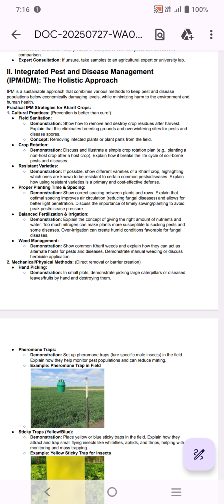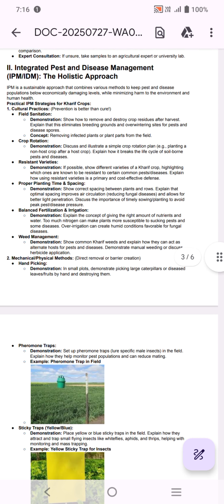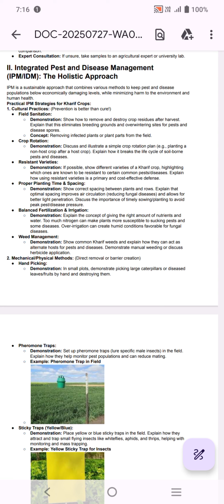Planting a non-host crop after a host crop. Explain how it breaks the life cycle of soil-borne pests and diseases. Resistant varieties. Demonstration. If possible, show different varieties of a kharif crop, highlighting which ones are known to be resistant to certain common pests and diseases. Explain how using resistant varieties is a primary and cost-effective defense.